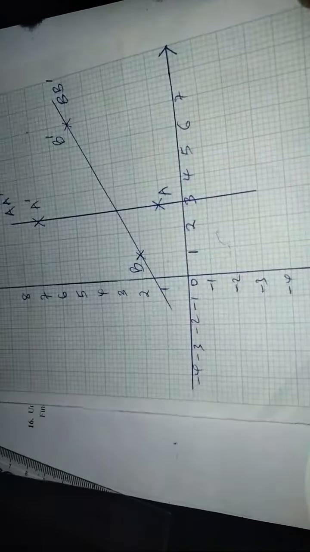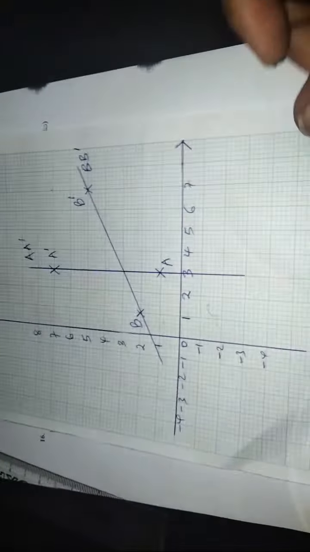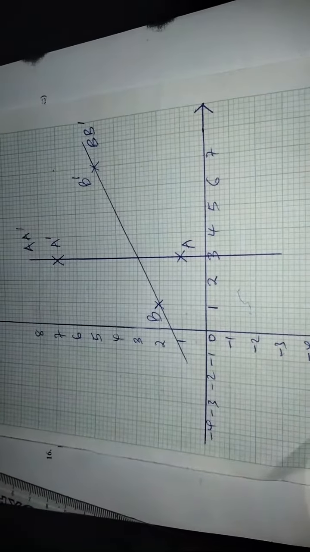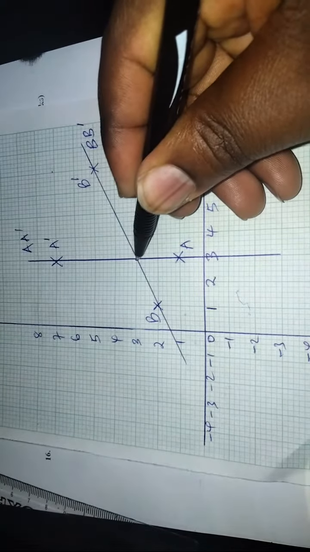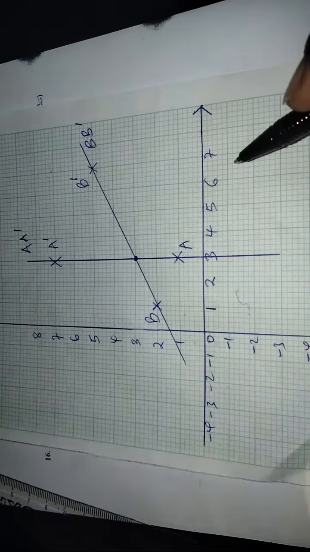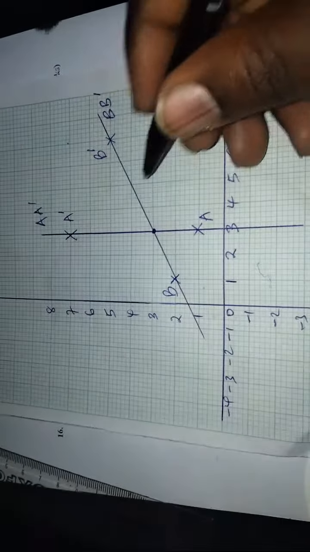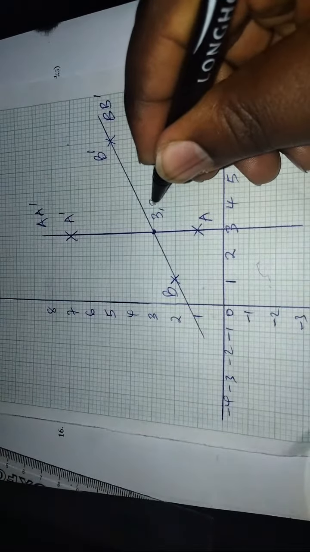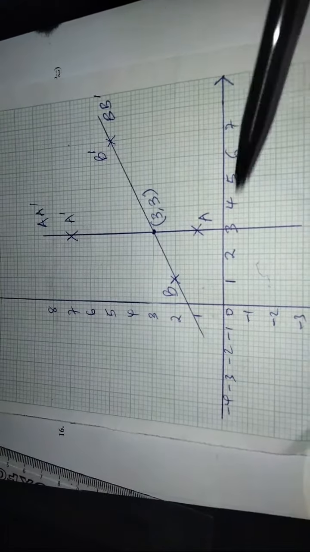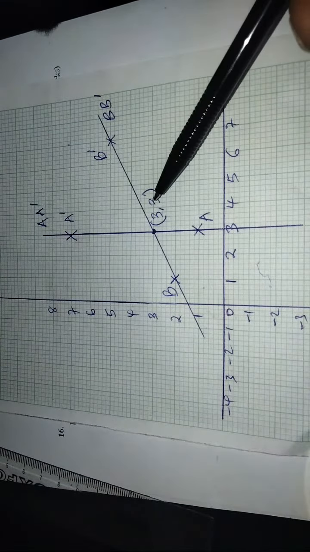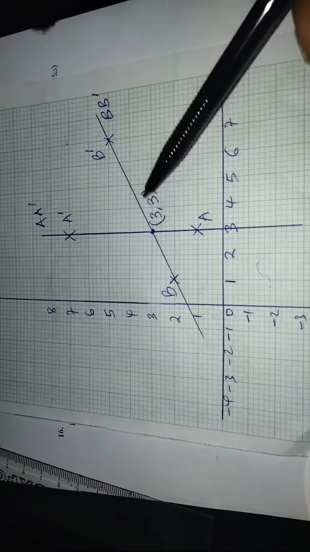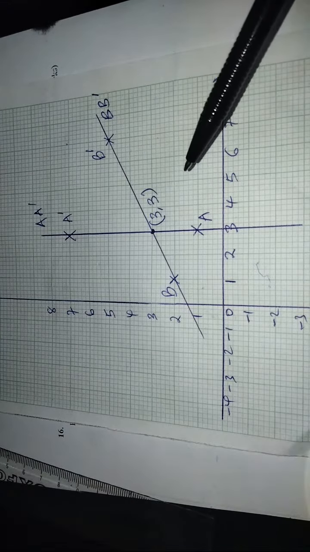Therefore, we have 2 lines which are meeting at a point, and the point is (3, 3). Therefore, at point (3, 3), we have the line A prime and B prime intersecting. So the intersection should give us what we call the center of enlargement.